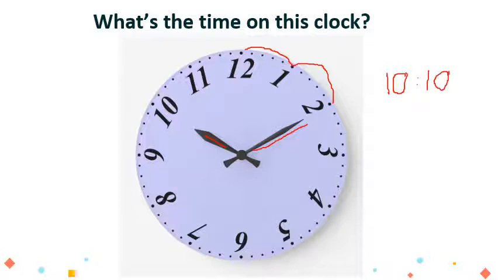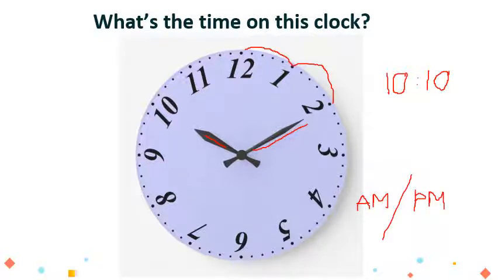Now I want you to think, what time of day is this? Is this the morning or is it the evening? Yeah, you can't actually tell on this clock because it's an analog clock. It doesn't tell us whether it's AM, which is before midday, or PM, which is after midday.